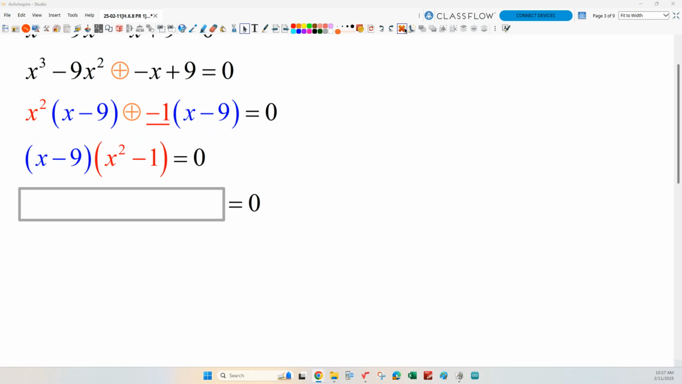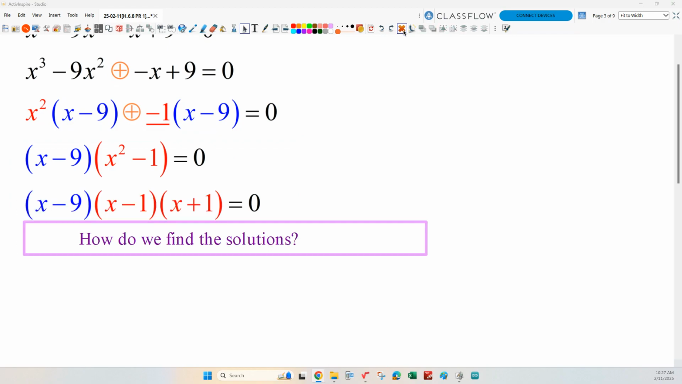There you go. It's a difference of squares pattern. X squared minus 1 squared. Good. So we could break that up a little bit further. And now we've got this thing completely factored.